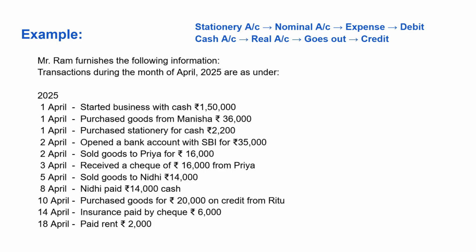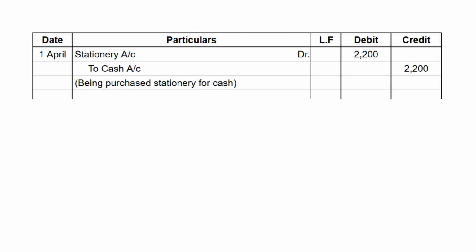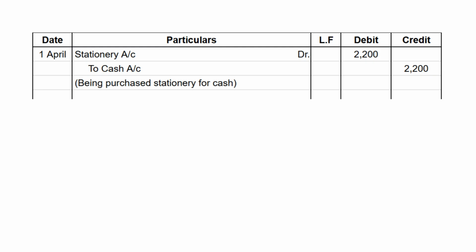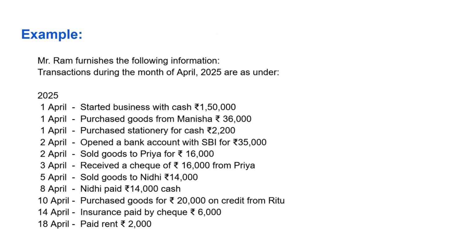Let's see how we'll record it. 1st April, stationery account debit 2,200 and to cash account 2,200 on credit side. And the narration is being purchased stationery for cash. Next. 2nd April, opened bank account with SBI, rupees 35,000.